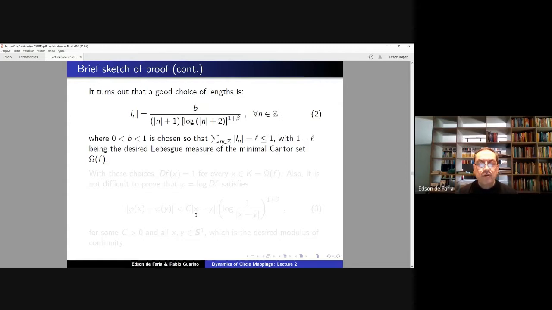The constant is chosen so that when you add up the lengths of these intervals, you get precisely this L that was given to you in the statement. And there is a mistake here. It's written that L is less than or equal to 1, but, well, no, that's actually correct. L is less than or equal to 1, and 1 minus L is then going to be the desired Lebesgue measure of the Cantor set.